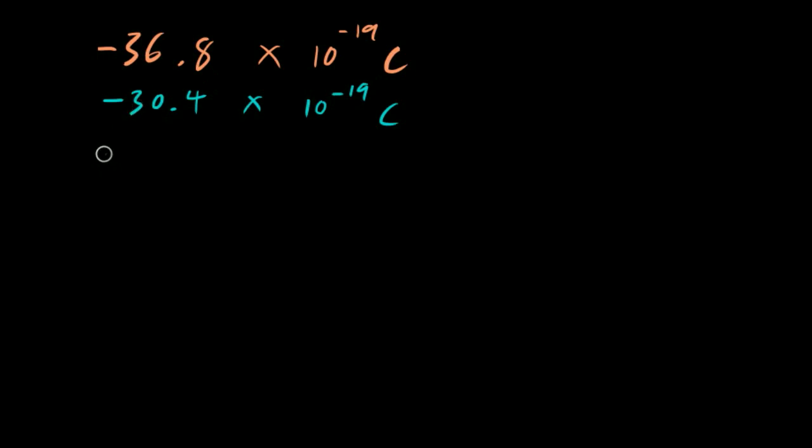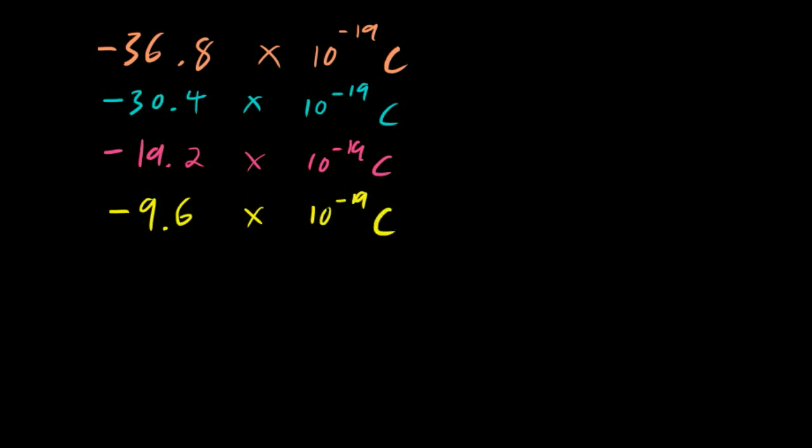For the third trial, we said it was minus 19.2 times 10 to the minus 19 coulombs. For the fourth trial, we found out that it was 9.6 times 10 to the minus 19 coulombs. And then for our last trial, we found out that the charge we had to apply was minus 11.2 times 10 to the minus 19 coulombs.